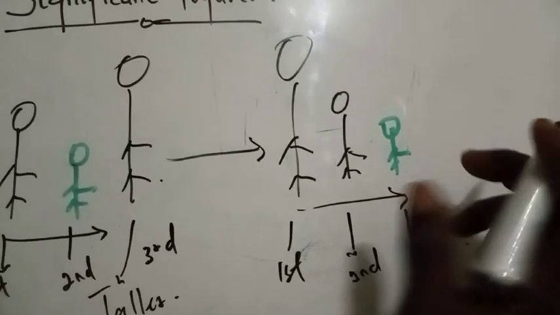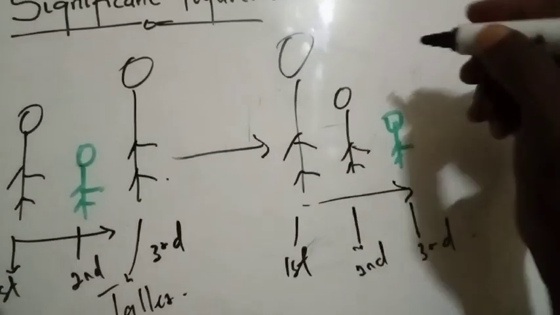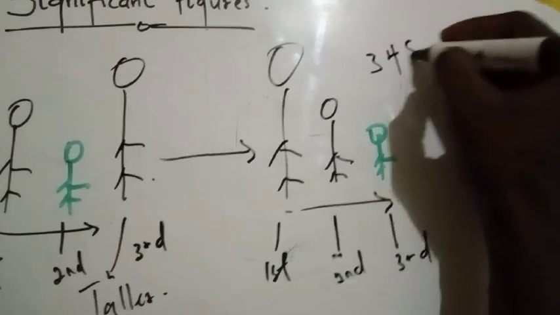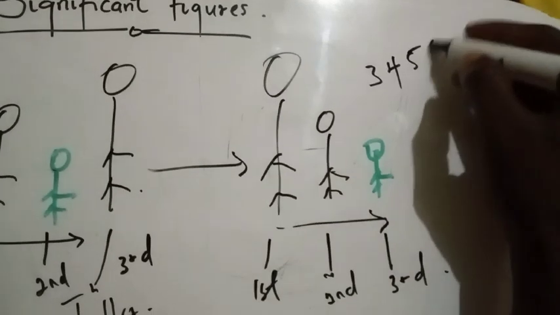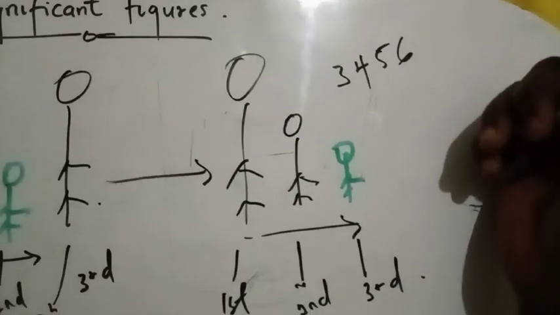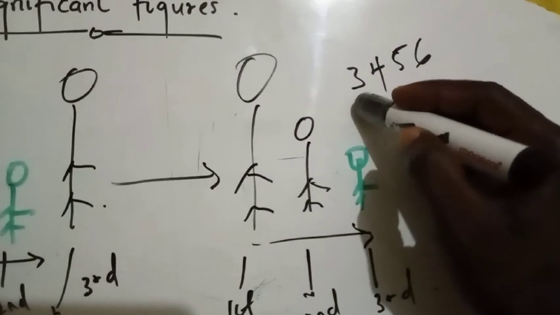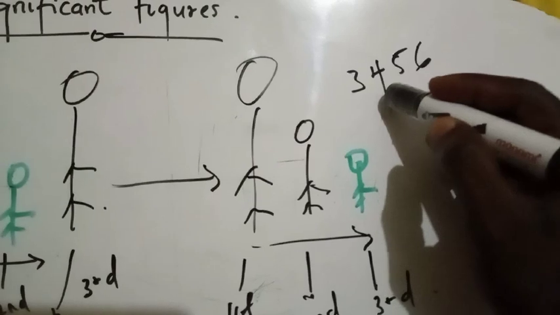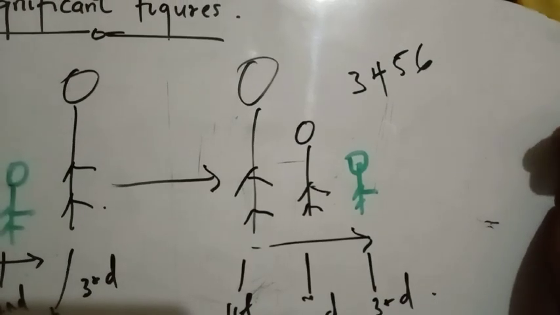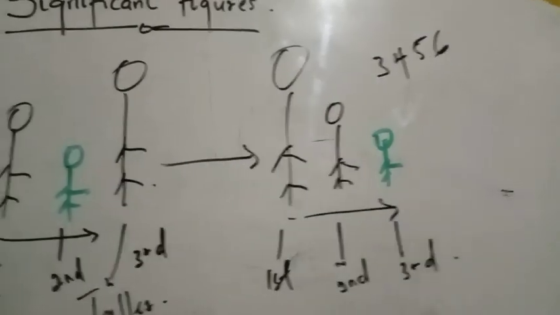Is that okay? Now, how do you understand significant figures? What am I trying to explain in this video? If you bring that mathematically, let's say I have 3, 4, 5, and 6. Which one is going to be the first significant figure? Obviously, 3 is going to be the first significant figure, followed by that, second, third, and fourth. Is that okay?